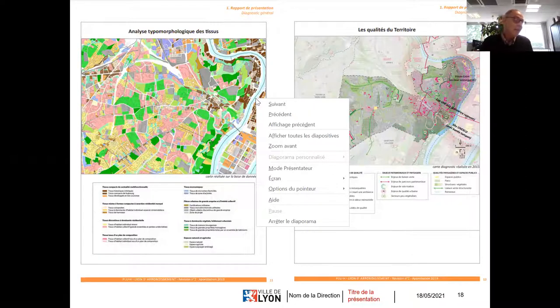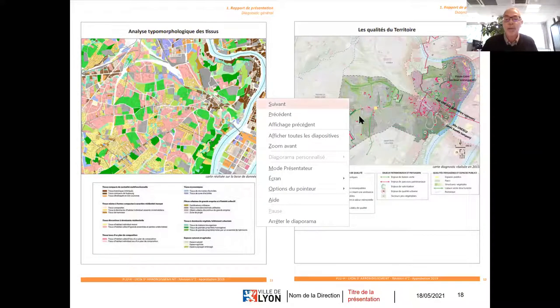Dans ce cadre, les qualités paysagères, architecturales et urbaines recensées ont permis d'impulser un développement qualitatif de la ville basé sur la préservation et la mise en valeur de ces éléments, agissant comme des repères et des moteurs de cette qualité. Donc, vous voyez ici les éléments d'analyse, donc typomorphologie des tissus et puis qualité des territoires sur cette diapositive.